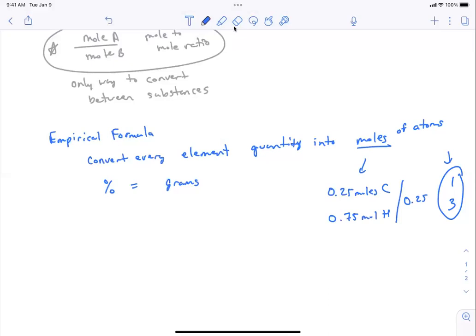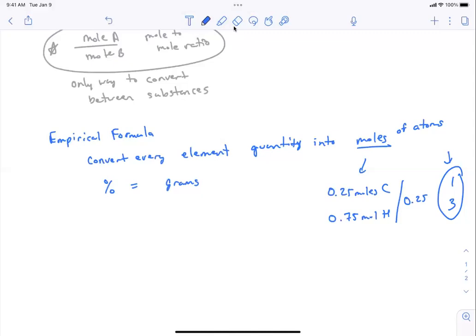Yeah, but if you end up with 0.33 or 0.66 or 0.5, then you need to be multiplying by a number. The numbers are very intentionally designed so that you get a very nice number. So if you get like 0.25 for something, you did something wrong. Maybe you rounded your numbers or moles too much.